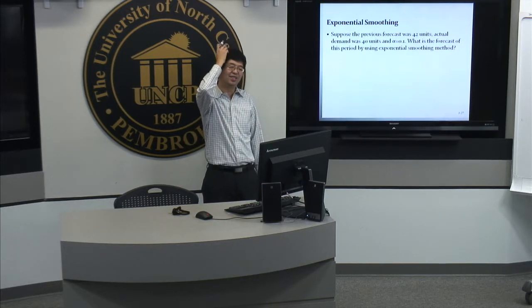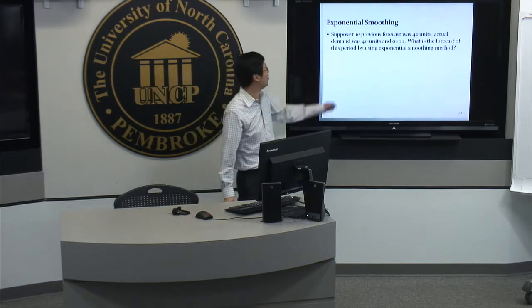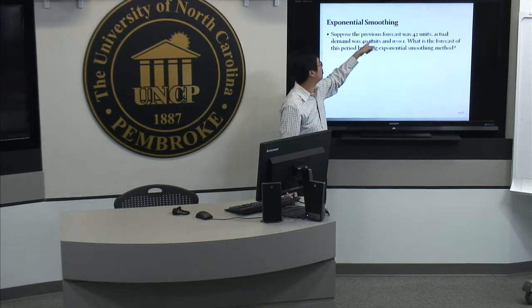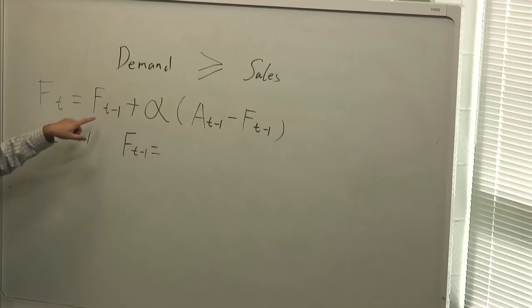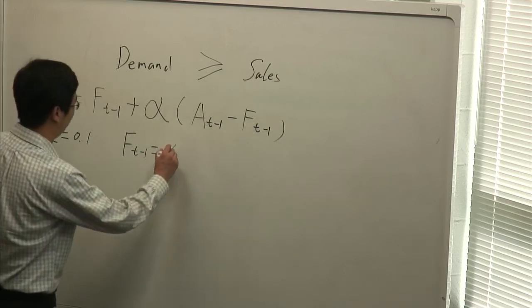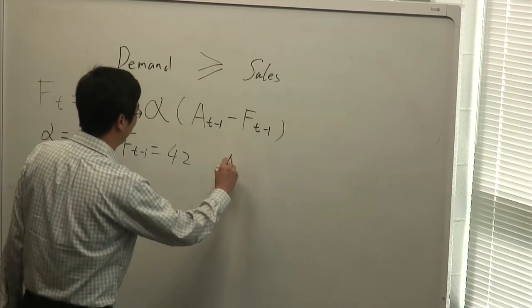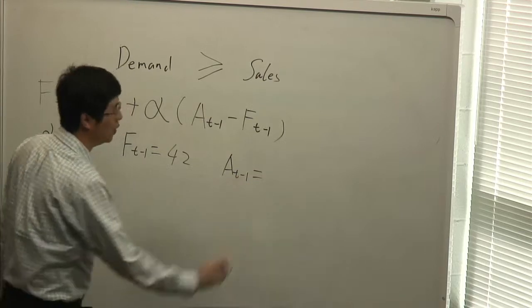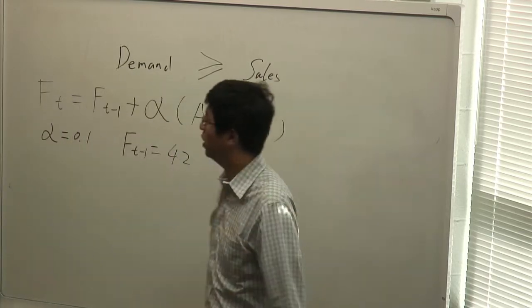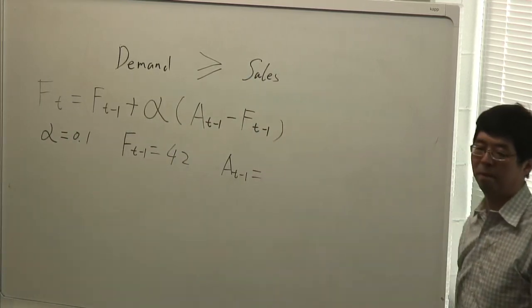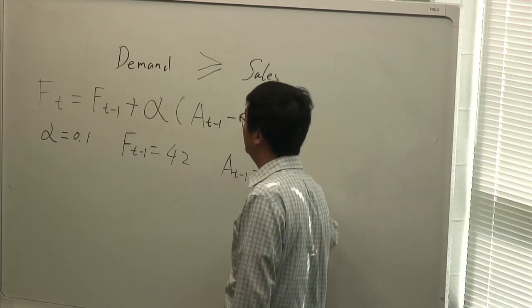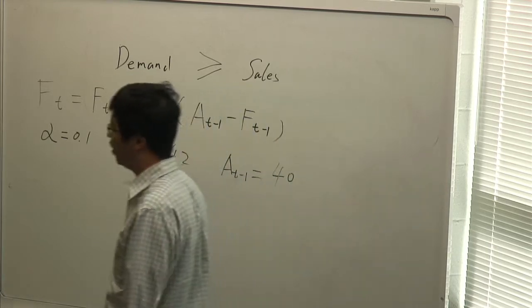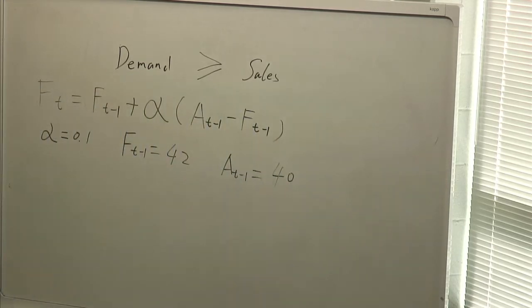The previous forecast was 42 units. Yeah, it's too easy to explain, right? Because the first sentence, the previous forecast, which is the time period before time t, period t, is t minus 1. So Ft minus 1 is 42. What about At minus 1? Do we know that? 40, right? It's the previous period actual demand. Okay, now I'll give you guys 2 minutes to finish this question and calculate the forecast for this time period.